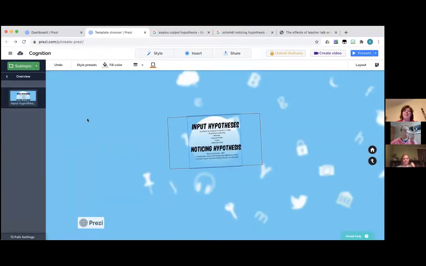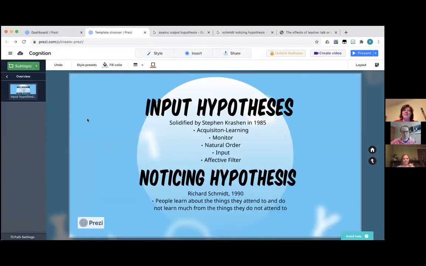The input hypothesis was solidified by Stephen Krashen in 1985, and it was actually a wrap-up of 5 previous hypotheses that he developed: the acquisition learning, the monitor, the natural order, the input, and the affective filter. And like I said, I won't go over all of these because we have covered these previously.